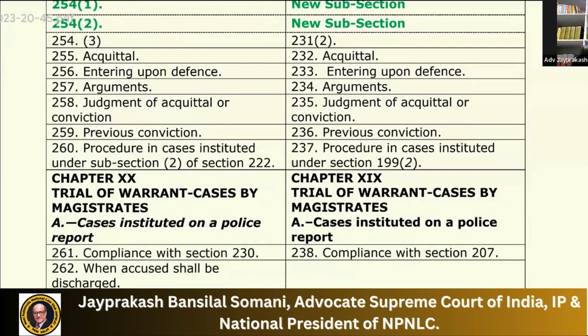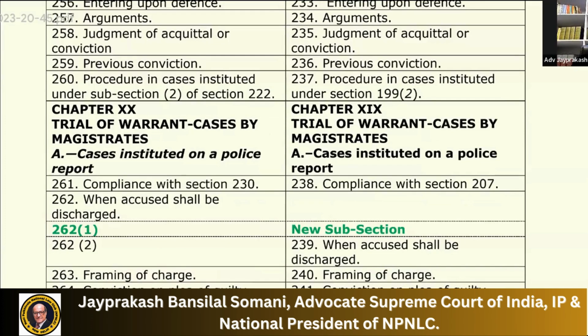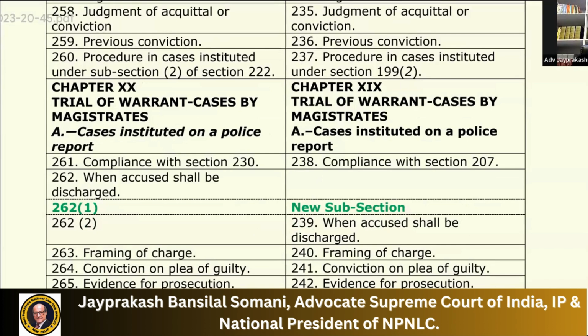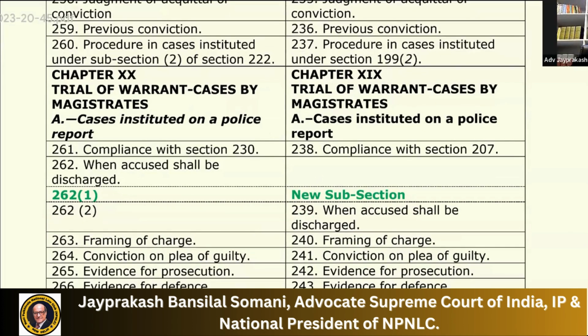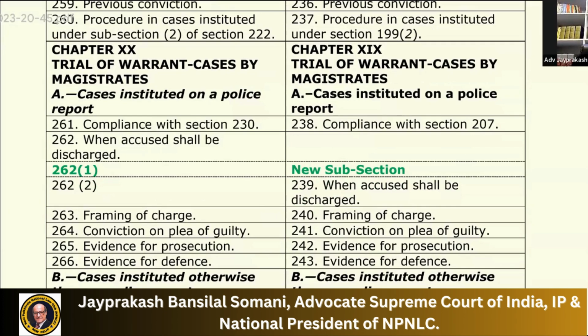BNSS section 258, judgment of acquittal or conviction. Its earlier section was CrPC 235. BNSS section 259, previous conviction. Its earlier section was CrPC 236. BNSS section 264, procedure in cases instituted under subsection 2 of section 222. Now we are moving towards chapter 20, trial of warrant cases by magistrate. Its earlier chapter was 19. Now part A of this chapter 20 of BNSS.